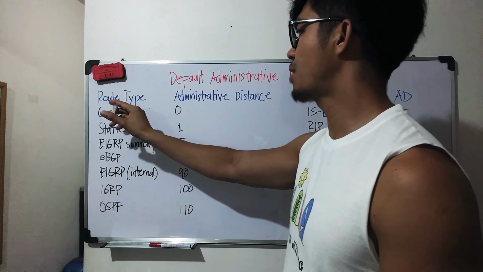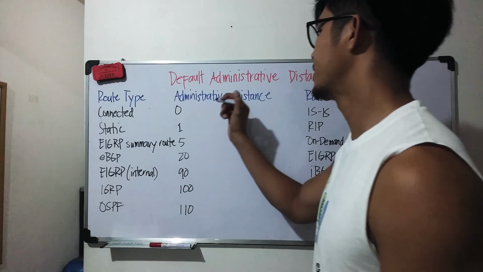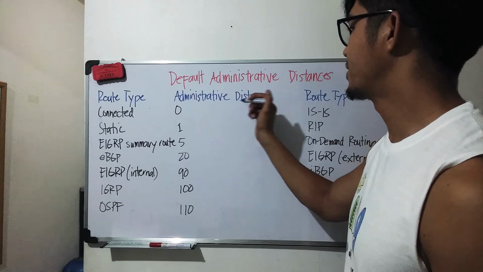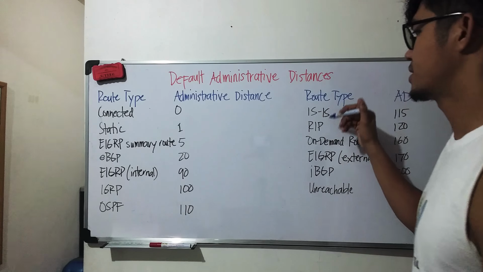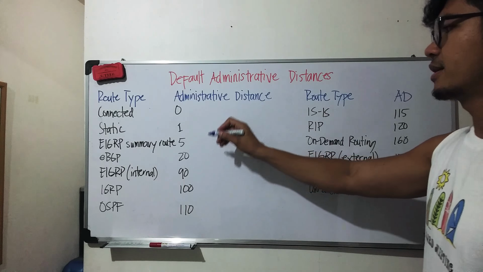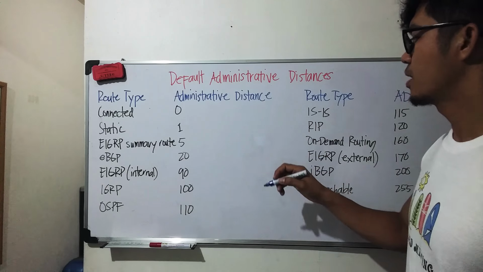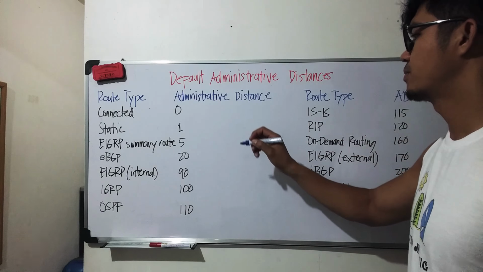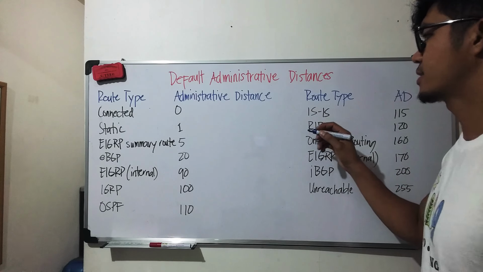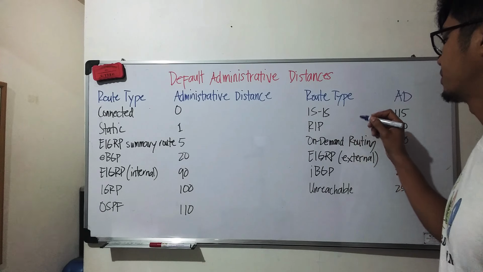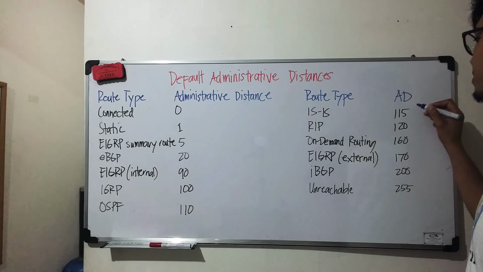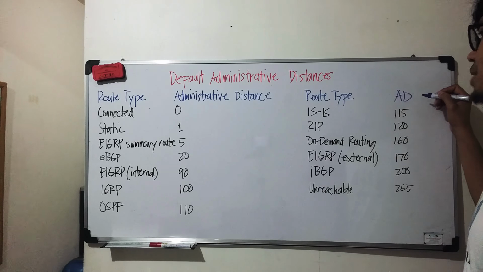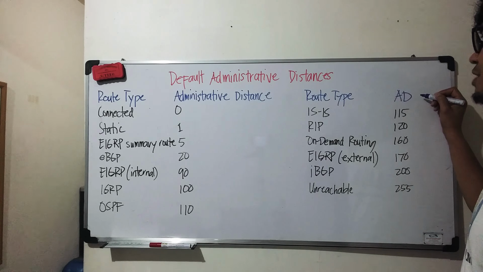I've got a route type and administrative distance, and another route type. This is just a continuation, because these won't fit in just one row, so I'm making it two rows. So, route type and administrative distance. AD stands for administrative distance.